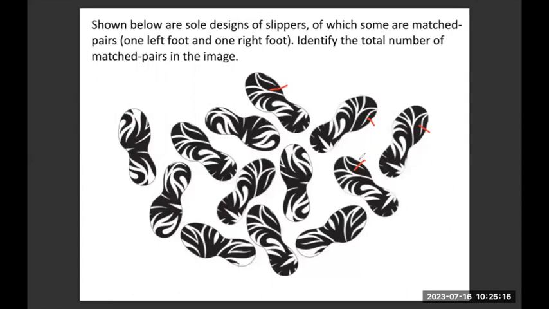All four are the same. There is no mirror. They're exactly the same. Basically, they are just of probably the left foot. All these red colored marks, they are red foot ones.